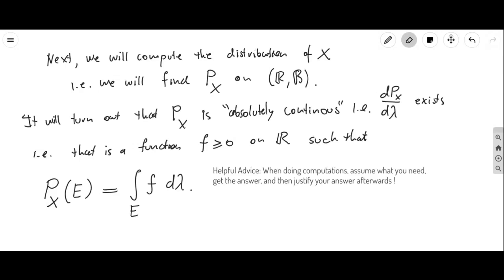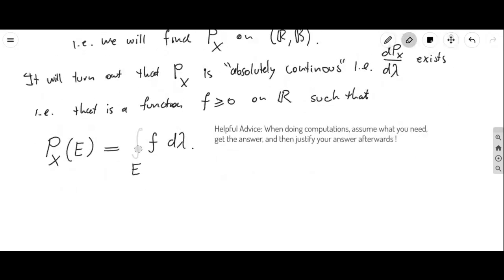But here's what we're going to do. We're going to assume that this is true. We're going to assume that it's possible to determine this measure by integration in the Lebesgue sense, by integration of some function. Then we're going to find what that function is. And after we get the function, then you can go backwards and justify that the measure actually behaves according to that rule.